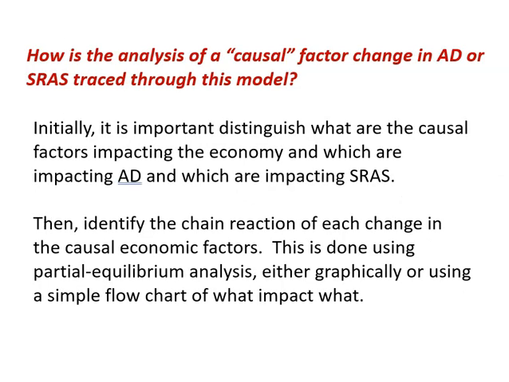How is the analysis of a causal factor change in aggregate demand or short-run aggregate supply traced through this model? Initially, it is important to distinguish what are the causal factors impacting the economy, and which are impacting aggregate demand, and which are impacting short-run aggregate supply, and which affect both. Then, identify the chain reaction, directional, and quantitative or qualitative, if possible, that each change in the causal economic factor has on AD and SRAS. This is done using partial equilibrium analysis, either graphically or using a simple flow chart.